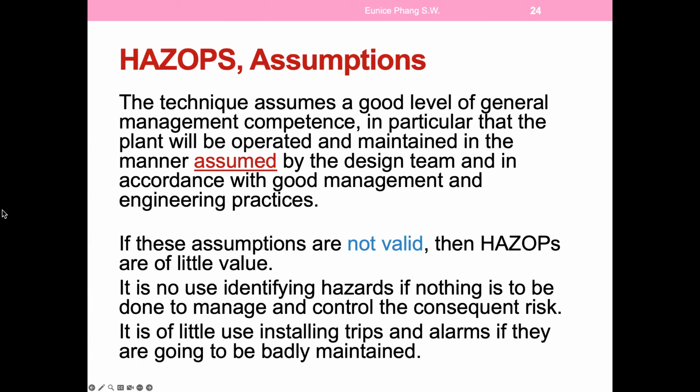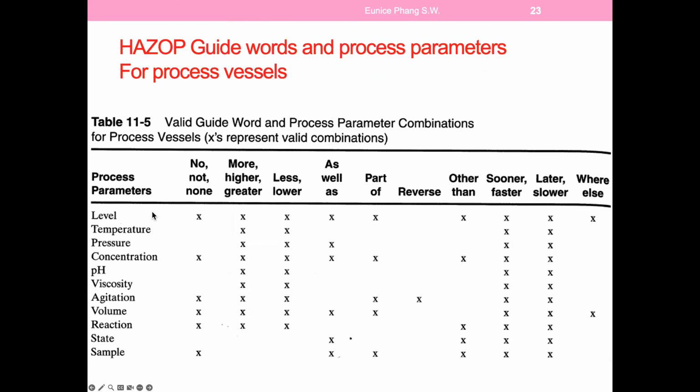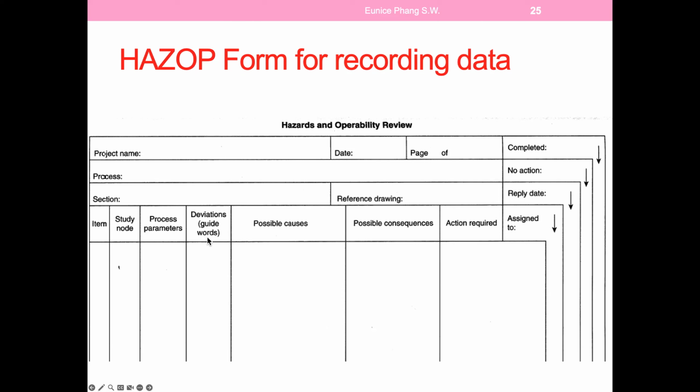And then your process parameter is what I mentioned just now, the parameters that you can see: level, temperature, pressure, etc. Okay. Then your deviation means your guide word: no flow rate, higher flow rate, lower flow rate, reverse flow rate, and all that. That's where you put in the possible causes for no flow rate, or higher flow rate, or lower flow rate.